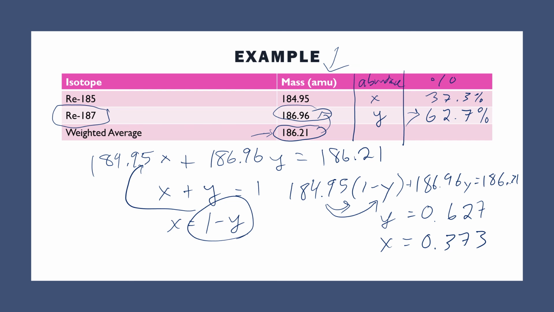So that makes sense. If you have a percentage that's really, really low, it's going to have less of an effect, but if it's really high, it will have more of an effect. It will be closer to that value.